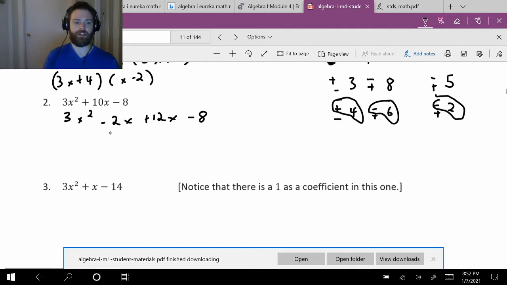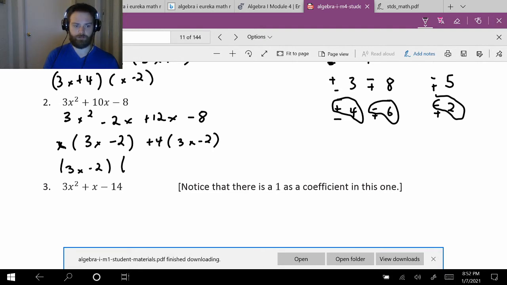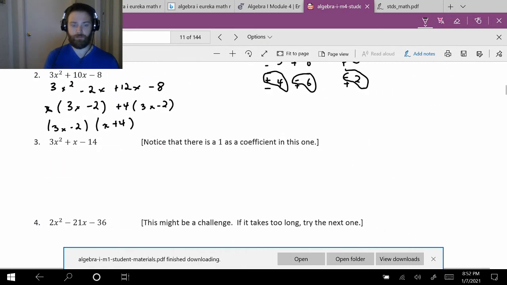So if that's the case, now I can factor these guys out. So I can factor an x out of these two. There's no factorization in the integers. So 3x minus 2. And then these two are divisible by 4, so I can factor out a 4. I'm left with 3x minus 2. So then 3x minus 2 goes to the front, x plus 4 goes here, and we're done.